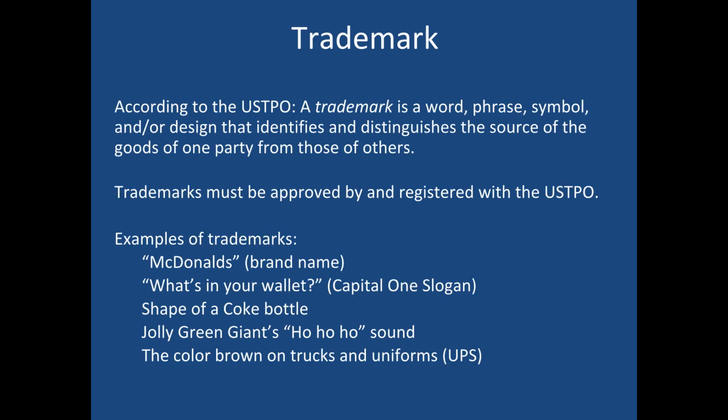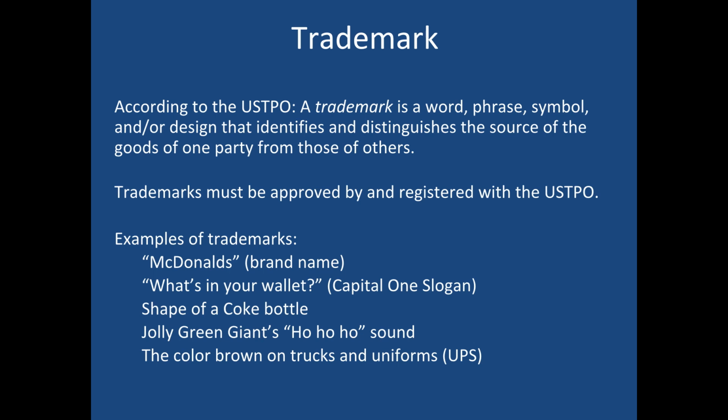So we'll start with a simple one, trademark. USTPO is the United States Trademark and Patent Office, and I took some of these definitions off their website. A trademark is a word, phrase, symbol, and or design that identifies and distinguishes the source of the goods of one party from those of others.